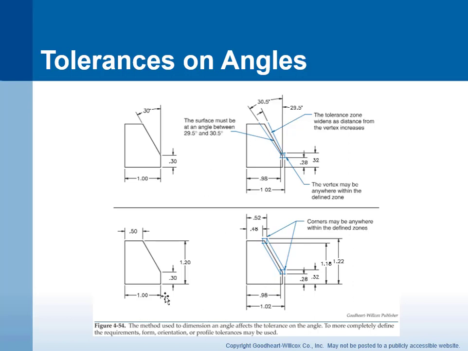This one over here, instead of putting a tolerance on the angle, we put a tolerance on the two flat dimensions, 50 thousandths and 30 thousandths. And this is what it means. 50 thousandths plus or minus 20, the min is 0.48, max is 0.52, and then this is the same thing over here. And really, the tolerance on the angle becomes, as long as this dimension fits in these two zones that are drawn here, it's good. That's how we dimension the angle.